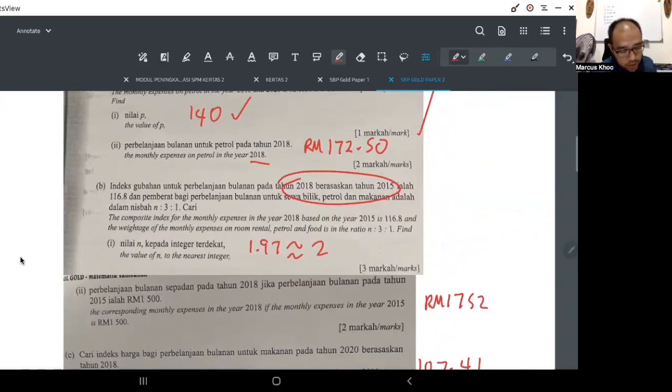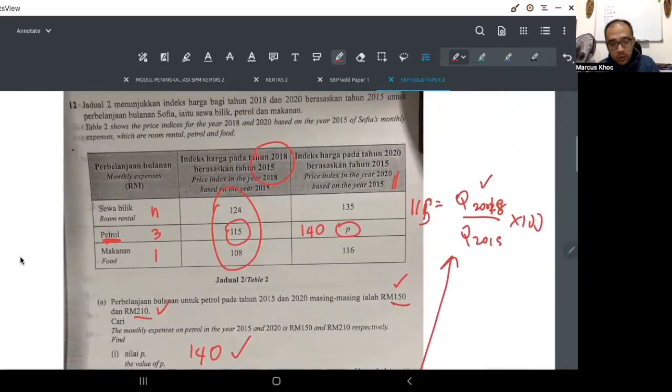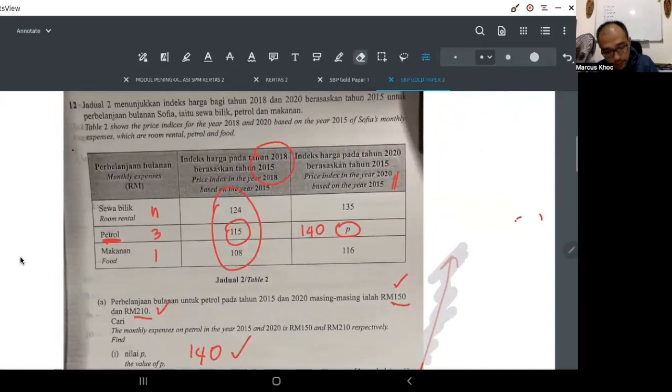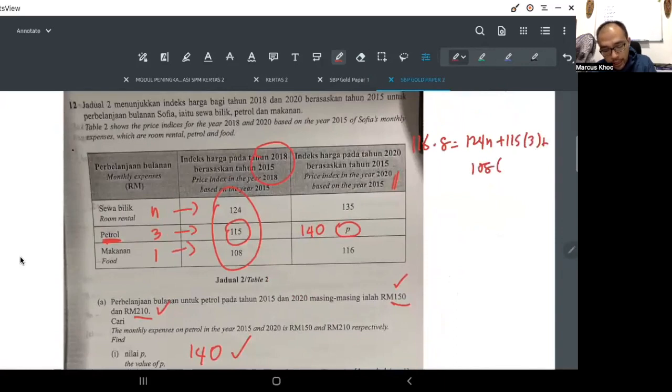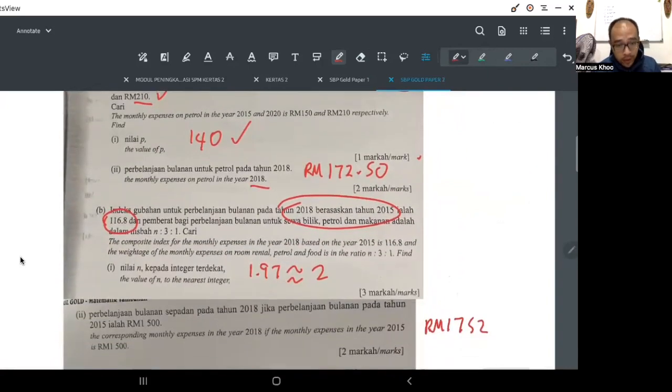So we have the composite index, which is 116.8. So you can substitute this lah. Hold on. So you have 116.8 equals, then you multiply, 124N plus 115 times 3 plus 108 times 1 over N plus 3 plus 1. Now, according to the answer, you will get an approximation lah. You will not get it exactly. So you approximate it to 2, and you should be able to get the answer lah.